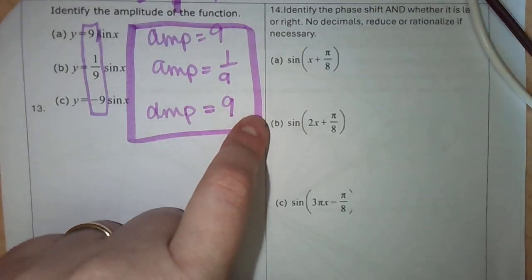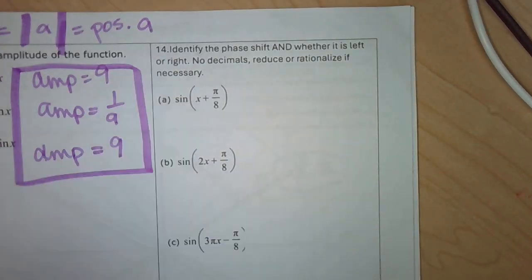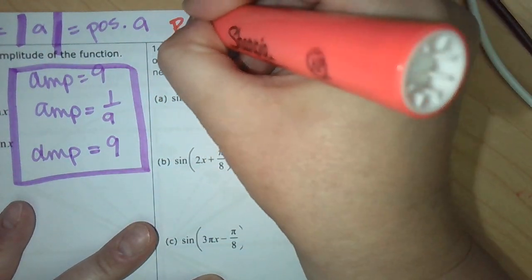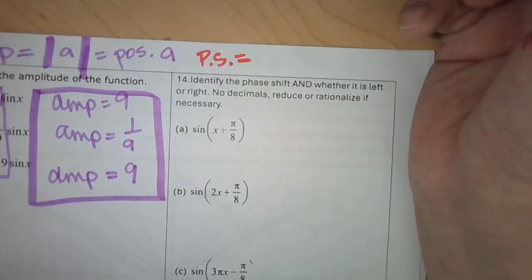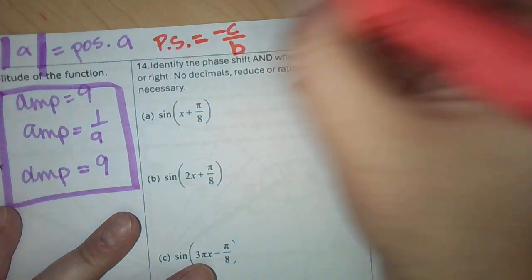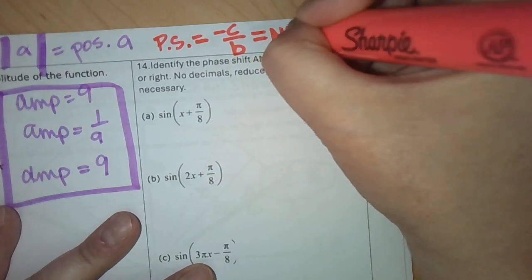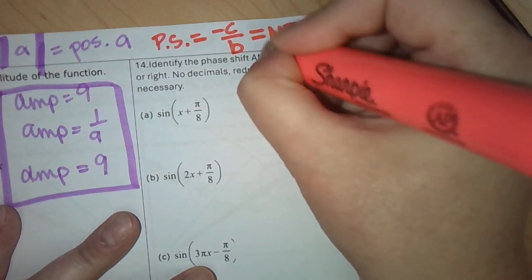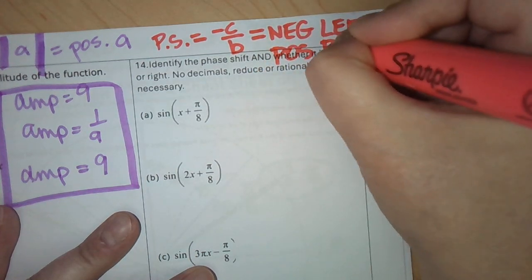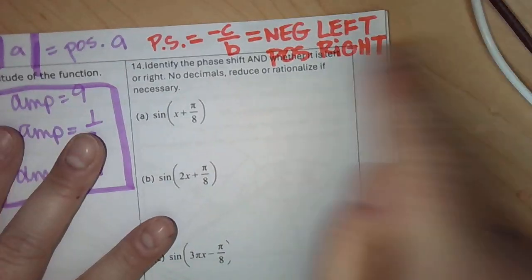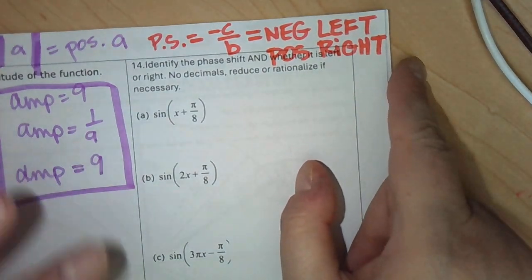Okay, on the test, there's only going to be one of those. Let's go to number 14. It says identify the phase shift. Phase shift is how our graph moves left to right. It's negative C over B. And if it's negative, we go left. If it's positive, we go right. I think in class I ran out of room for that. Positive right. Okay, let's go.